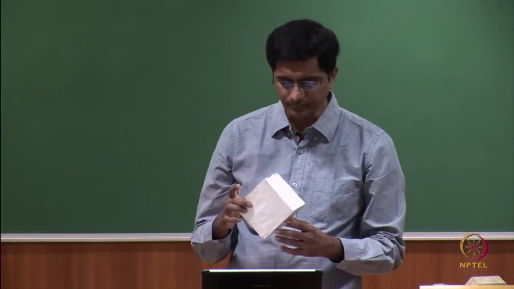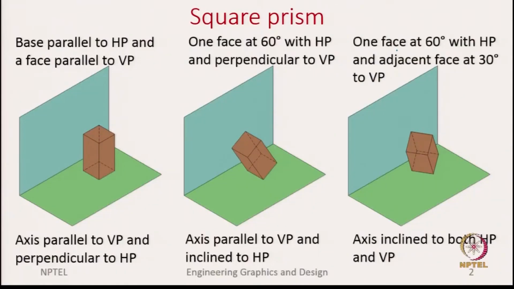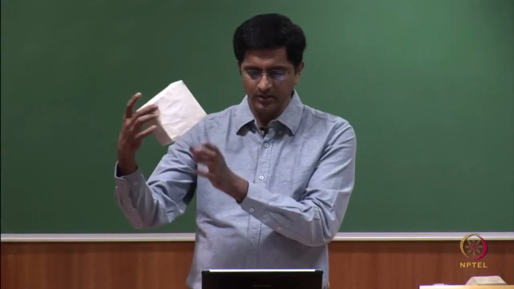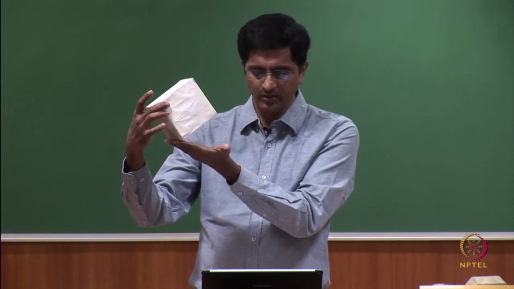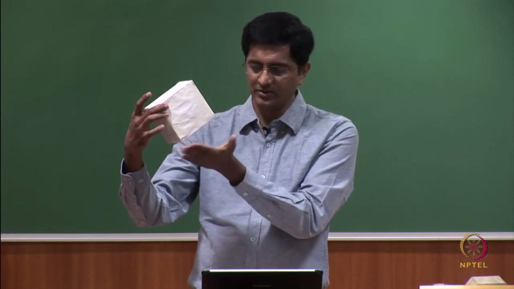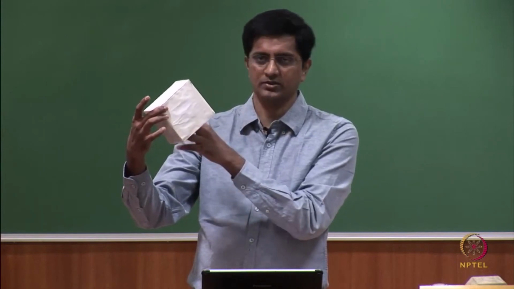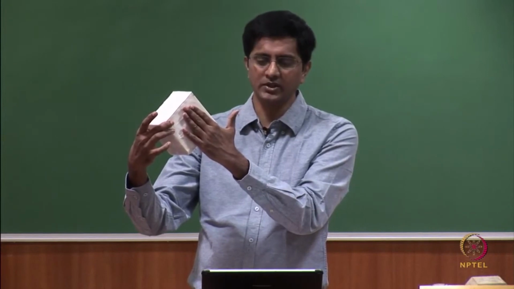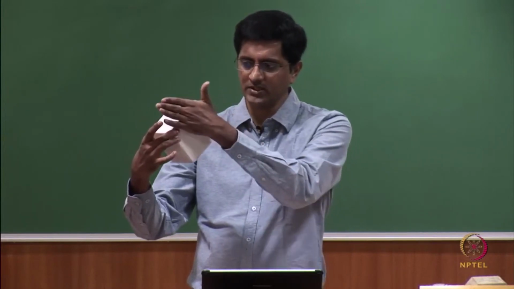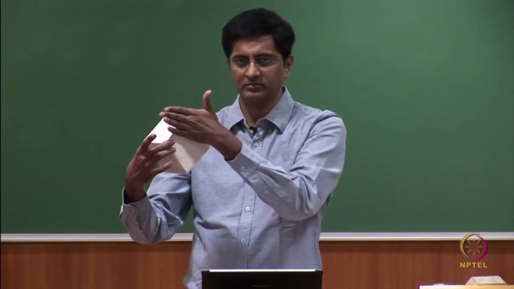Okay. And in the last orientation, again we can use this, saying that now we rotated it, right. So, this face is at an angle of 60 degrees with the horizontal plane and an adjacent face. This is one face, adjacent to it is either this or this. So, let us take this. This face is at an angle of 30 degrees with the vertical plane.